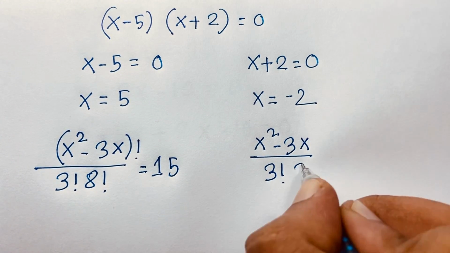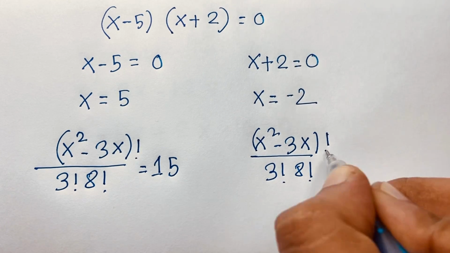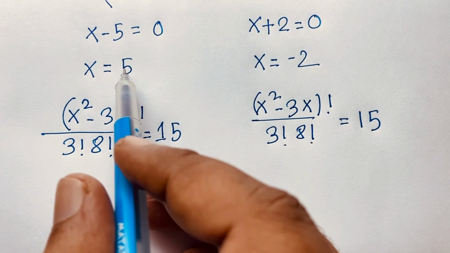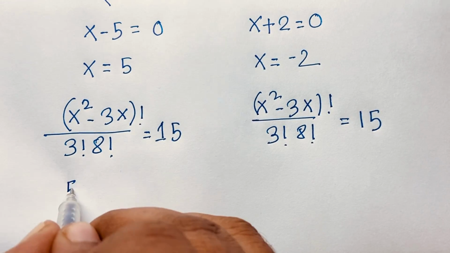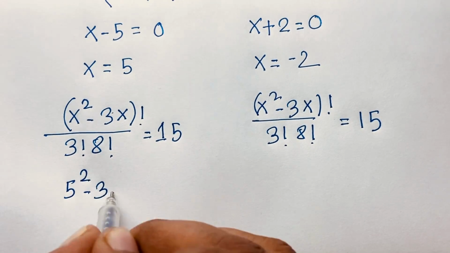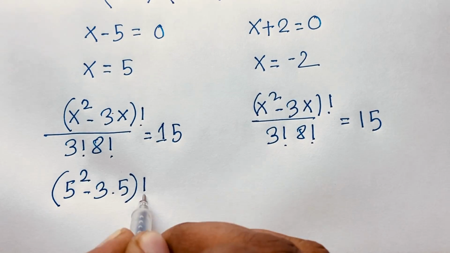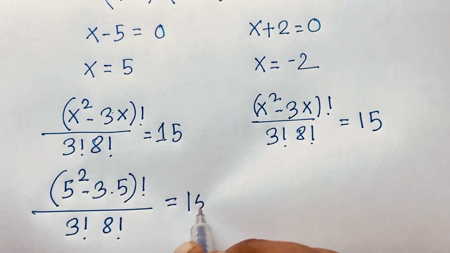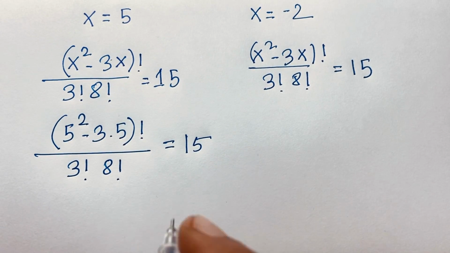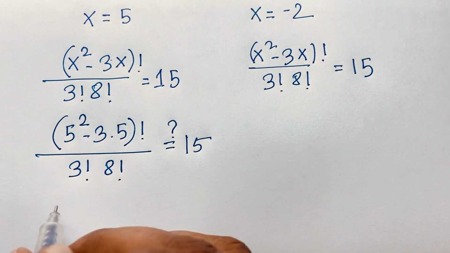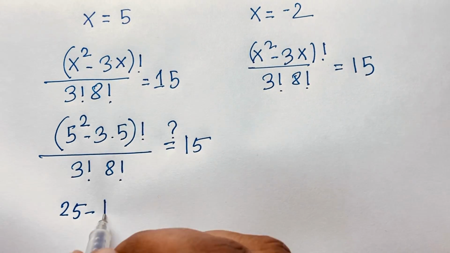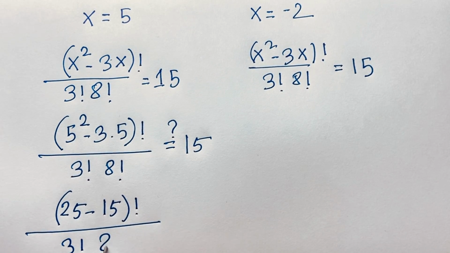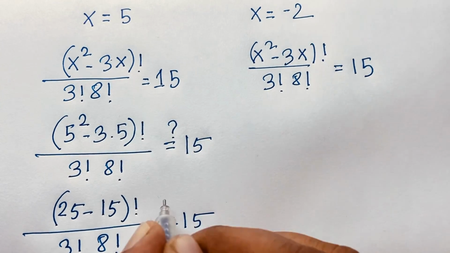First of all, we found x is equal to 5. So if I put this value in this expression, it will be (5² - 3 times 5)! over 3! and 8! is equal to 15. Now you can easily see 5 squared is 25, minus 3 times 5 is 15, and here is factorial over 3! and 8! is equal to 15.